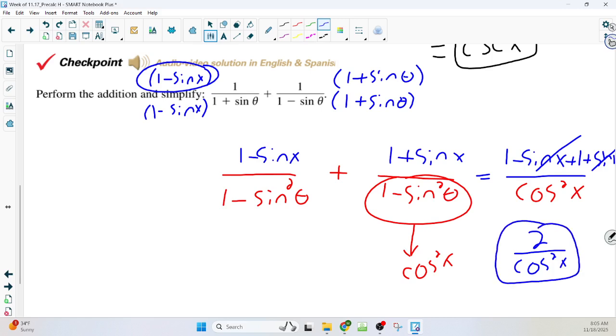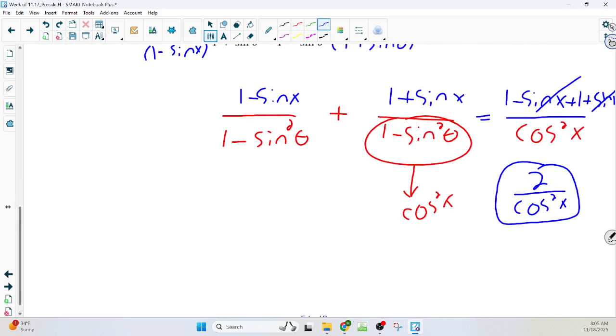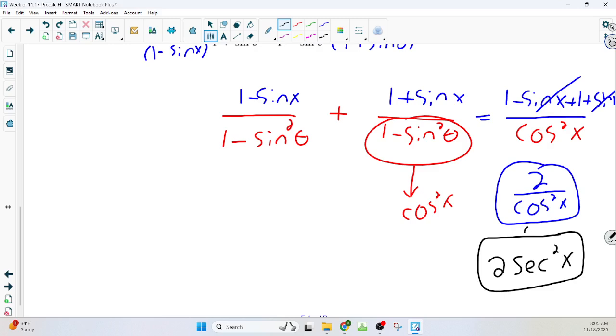However, if you're ever looking in the back of the book, a lot of times the back of the book will change this to 2 secant of x squared. Okay? So either one of these is okay, but often they won't leave it as a fraction, because cosine's reciprocal is secant. So if cosine's in the bottom, secant's in the top. Okay? So again, if you get to the blue, we're good.